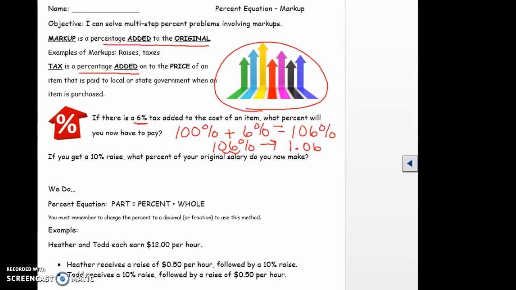If you get a 10% raise, what percent of your original salary do you now make? Well, you were making 100% of your salary. Now you're going to get another 10%. The total there is 110%.